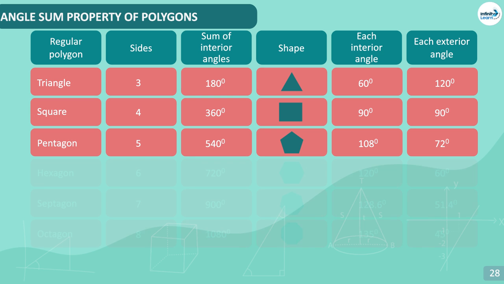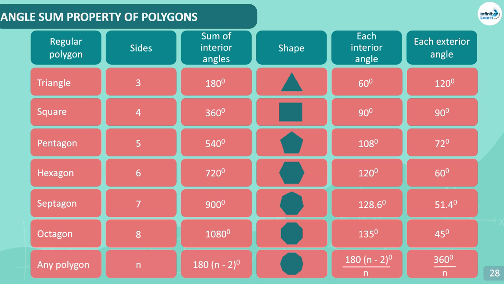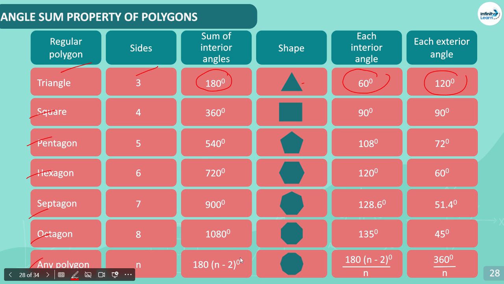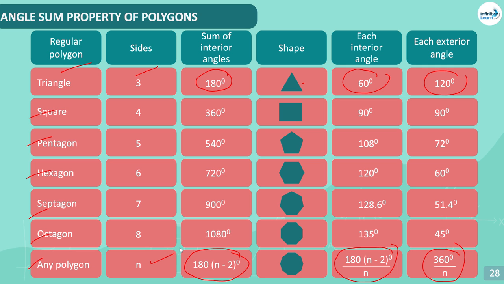Now angle sum property of some polygons. Triangle, number of sides is 3, sum of interior angles is 180 degrees, each interior angle is 60 degrees, exterior angle is 120 degrees. Now square, pentagon, hexagon, heptagon, octagon, polygon. For a polygon, the sum of interior angles formula is 180 into n minus 2. Each interior angle is 180 into n minus 2 upon n. Each exterior angle is 360 upon n, where n is the number of sides. This table is very important.